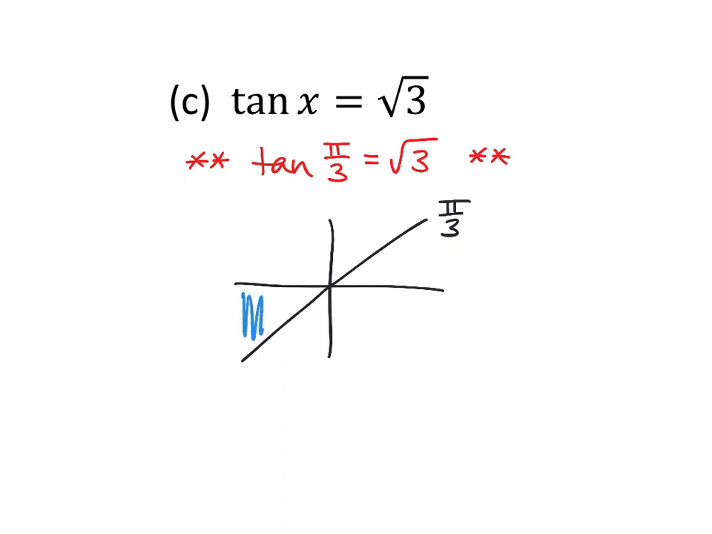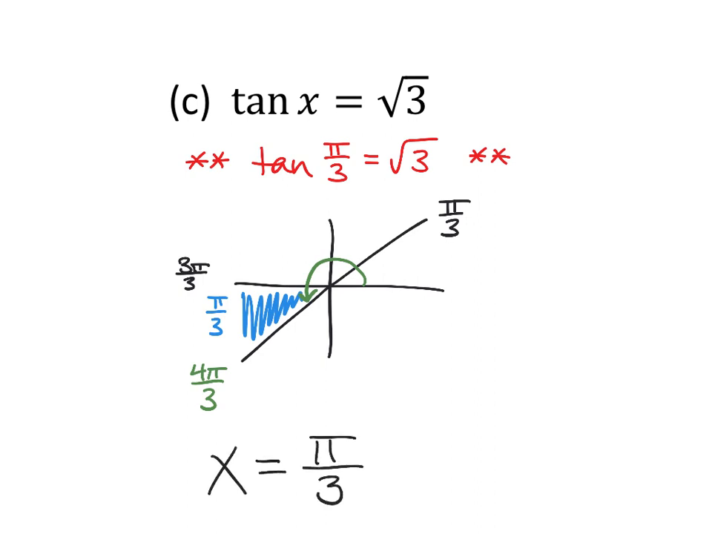But to find this angle, we know that this reference angle is pi over 3. I want to know what that entire angle is. So if we know that a full 180 is 3 pi over 3, that means that this one has to be, yep, 4 pi over 3. So there are two places again where tangent of x is equal to square root 3. It's at pi over 3 and 4 pi over 3.